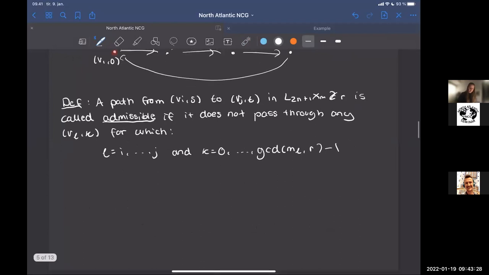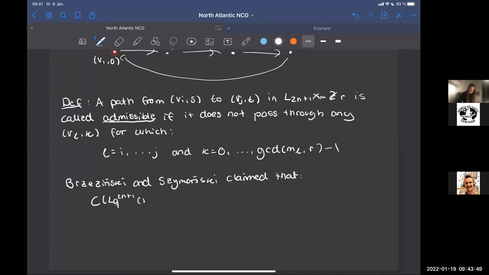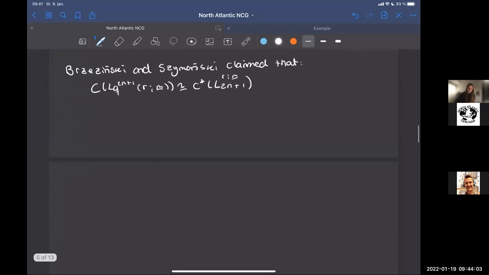Okay, so now Brzezinski and Szymanski claimed that C of LQ to n plus one M is isomorphic to the graph algebra of a graph denoted by L to n plus one M. Okay, let's go to the next page and explain this graph here.